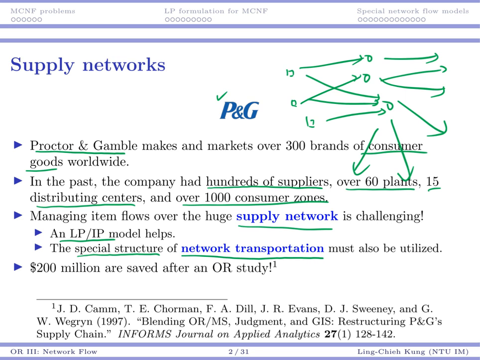So obviously we have a successful story. The full story is here. If you are interested, please take a look. Somehow this study helped them save $200 million by restructuring the supply chain. Okay, so this kind of network optimization problems, I would say, is everywhere.